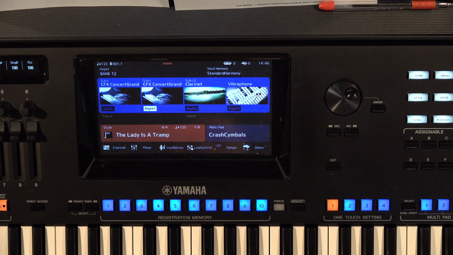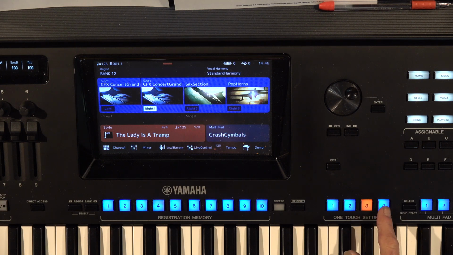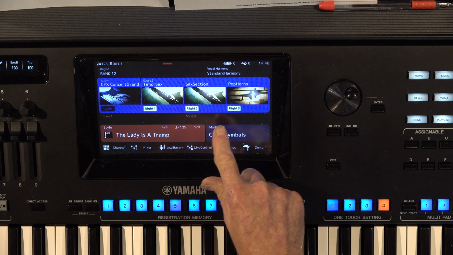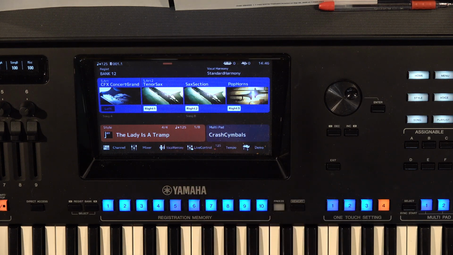On the first one, which was the CFX, it's at 127. On number 3, we have the CFX Concert Grand again, and that's at 127. And on OTS 4, we have tenor sax, sax section, and pop horns, and that's all at 100.